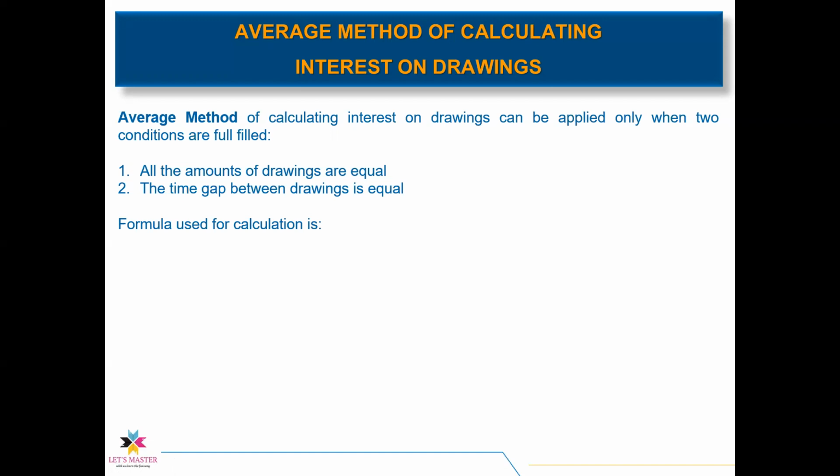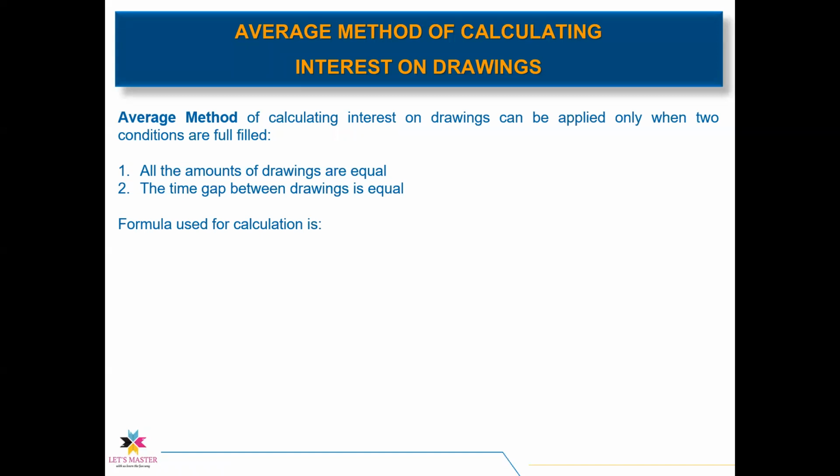The second is the time gap between the drawings is equal. In the previous example, we have seen at times it was withdrawn on the first of the month, then at the end of the month, and then the gap between the two drawings was either 2 months, 3 months, likewise. So the time gap between the drawings was also not equal. So in that case, we cannot use the average method.